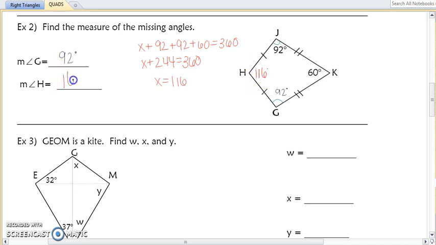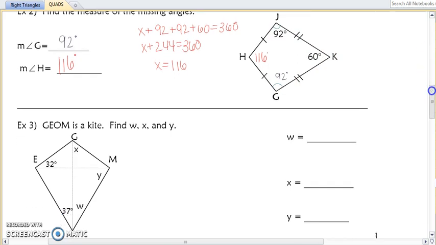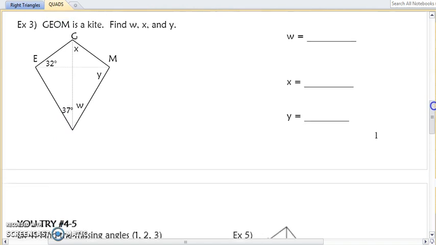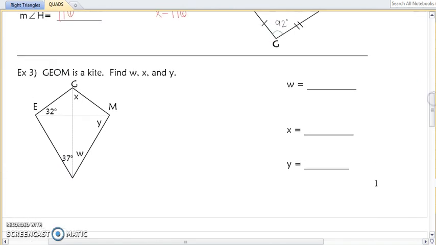And of course, if you're more comfortable without setting up an equation, just adding J, G, K, and subtracting that from 360, that's fine with me. Again, I like to just set up equations. Okay, and then number 3 deals with, again, more angle properties of a kite. This one is probably one of the trickiest ones, but still very, very doable.